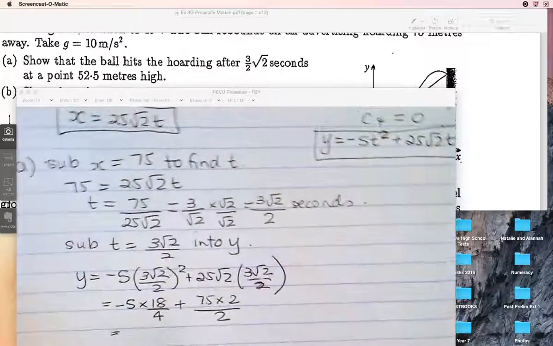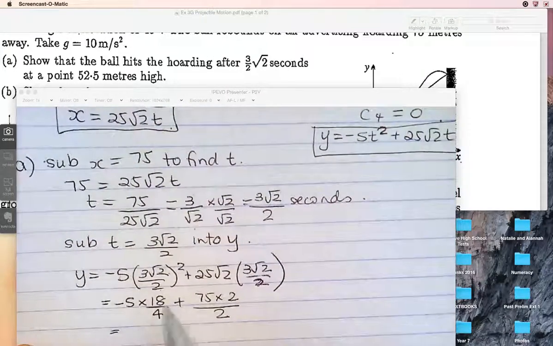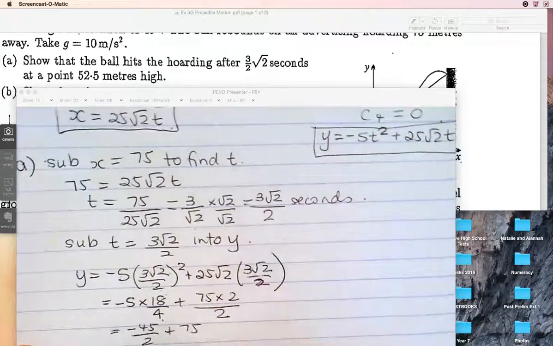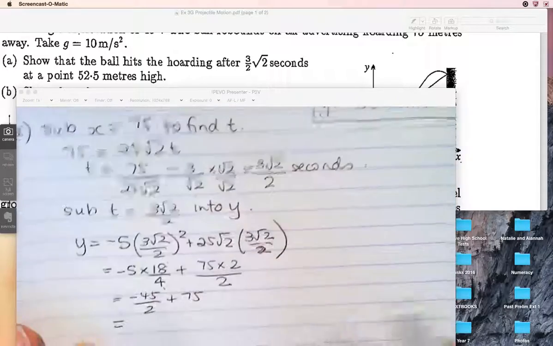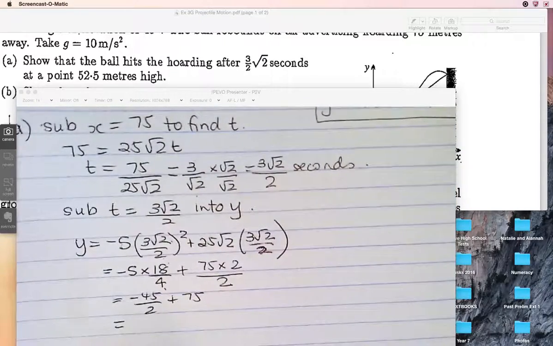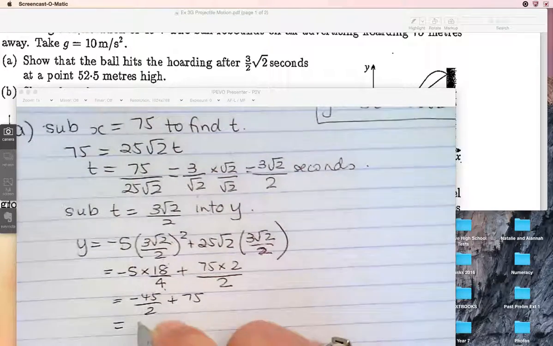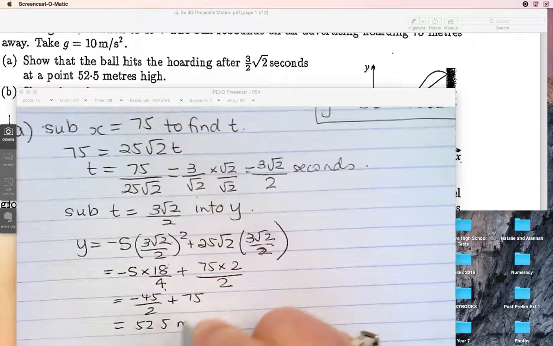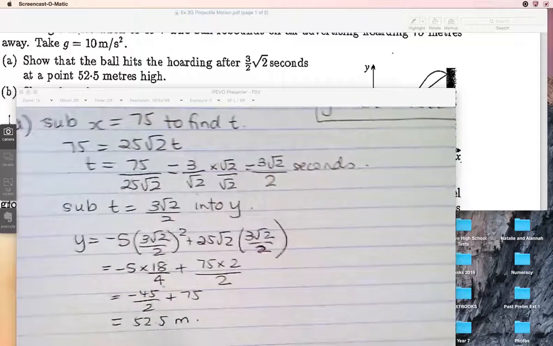So what have we got? Now you might want it. That's -5 times 9 over 2. It's -45 on 2 plus 75. Now you might want to use your calc. -22.5 plus 75. 75 minus 22.5, something like 52.5. Yes, 52.5 meters high. Okay.